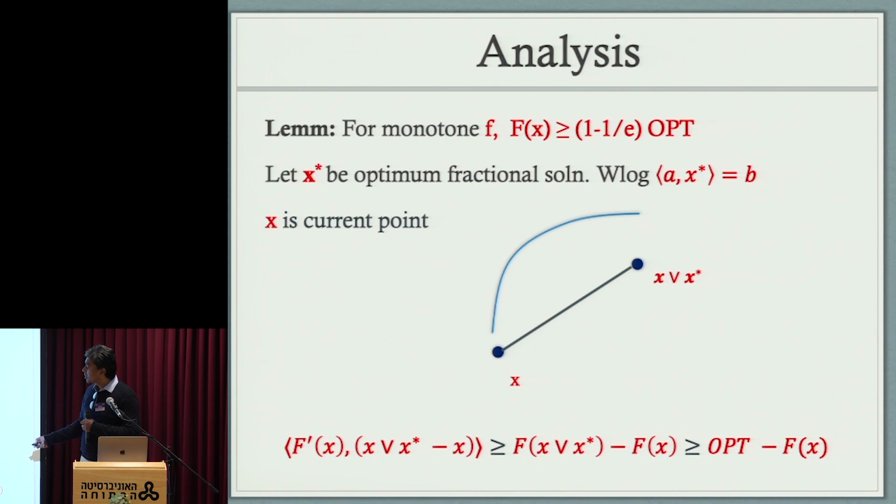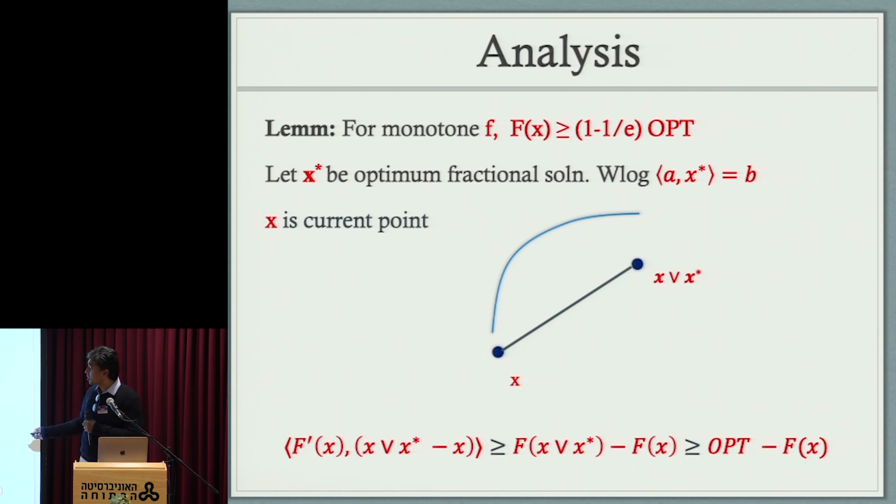But let's look at this direction from X to X or X star, which is a coordinate-wise minimum. What is X or X star? It's a coordinate-wise minimum of X and X star. So this direction is always positive. Remember that the function is concave here. That's a benign property. What does that imply? If I look at the gradient of the function at this point and look at the inner product with this direction, then that's at least as big as the value of f here minus the value of f here. But the value of f here is at least opt because of monotonicity.